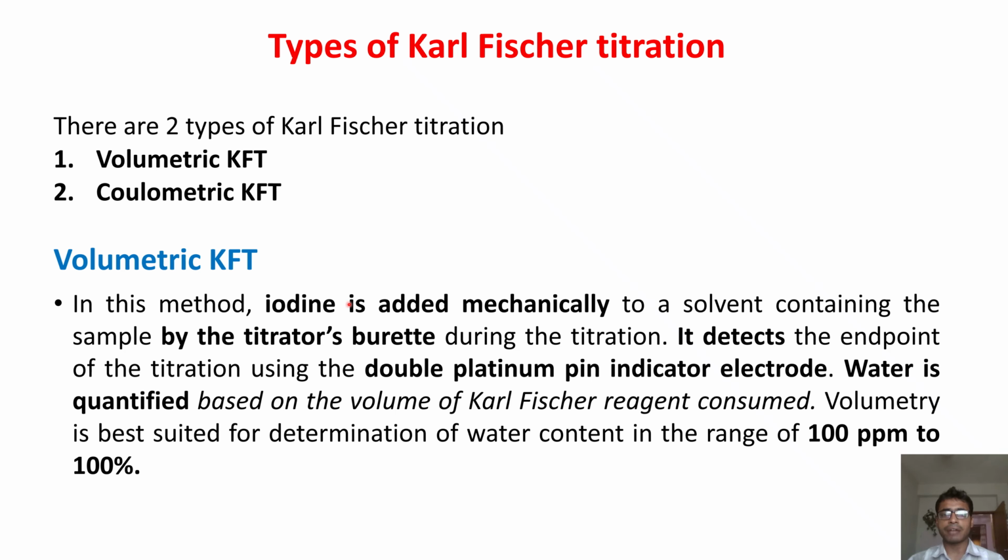So in the volumetric method, iodine is added mechanically to a solvent containing the sample by the titrator's burette during the titration. It detects the endpoint of the titration using the double platinum pin indicator electrode. Water is quantified based on the volume of the Karl Fischer reagent consumed. You can see this is the usual method. We have already said that 1 mole of water will react with 1 mole of iodine. So this is the basic principle for this volumetric KFT.